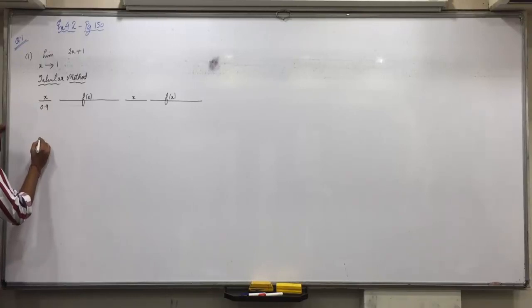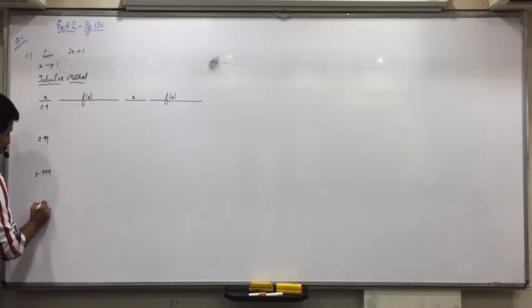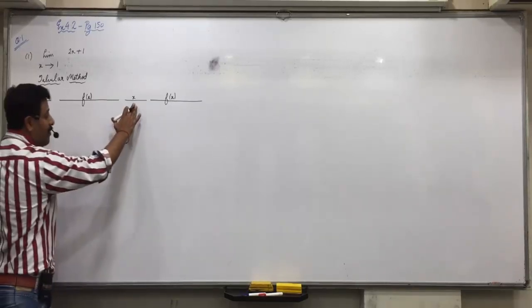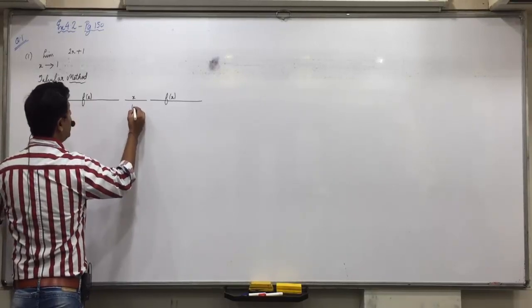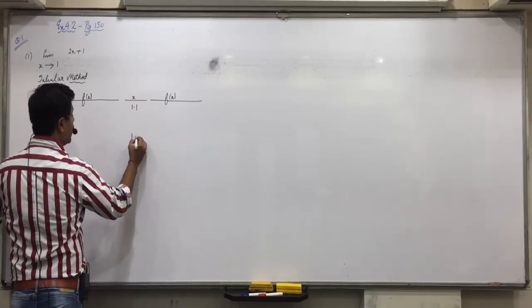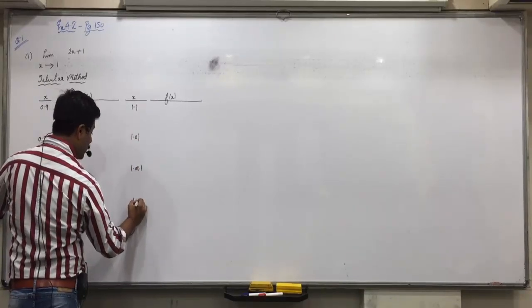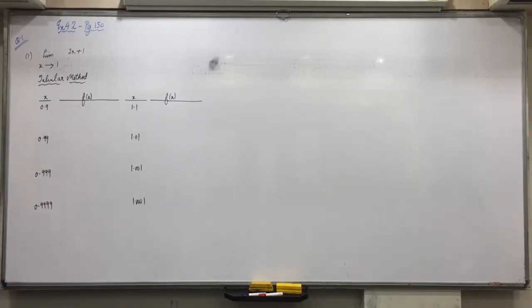0.9, leave 2 lines, 0.99, leave 2 lines, 0.999, leave 2 lines, 0.9999. And we will take 4 values on the right side of the number line. So 1.1, 1.01, 1.001, and 1.0001. For the first question we will solve the function, therefore I am leaving 2 lines.